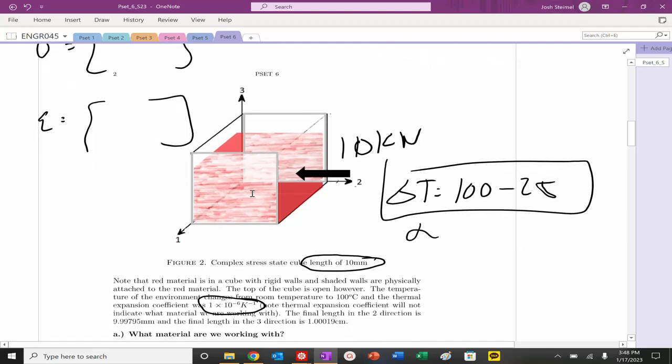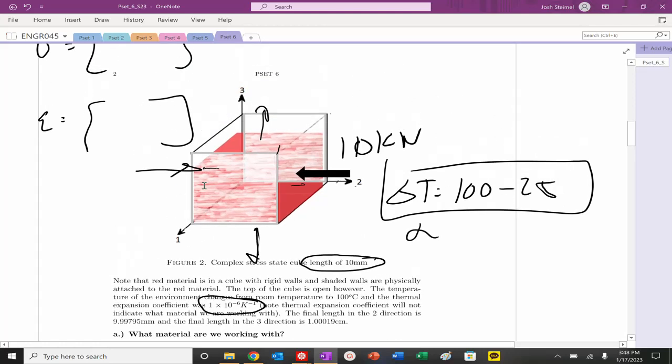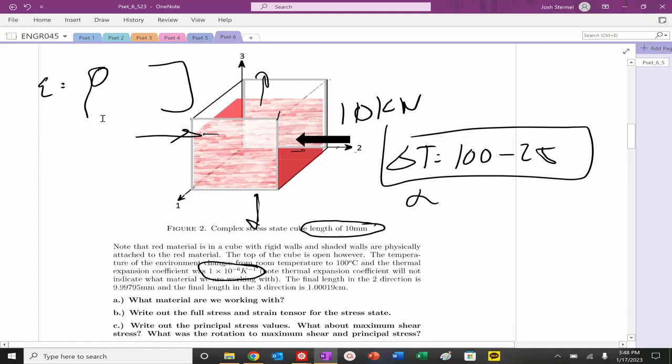We're pushing the material in here. We are increasing temperature, so the material should want to pop up here and pop out here. It should also want to expand and push against here and here. We are told that the shaded walls are physically attached to the red material. So the strain in the 1,1 must be equal to 0. That's a fact.